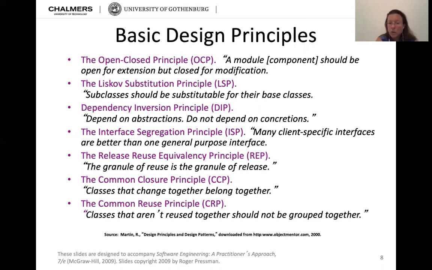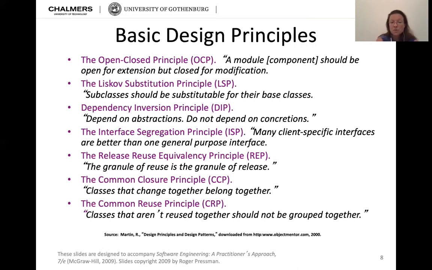Release reuse equivalency principle. So the granule of reuse is the granule of release. This rule is close to a tongue twister. But what it means is it makes sense to have your releases related to the reuse. So when you have reused something, then you make an additional release. When you have a new release, make sure you optimize your reuse with it.